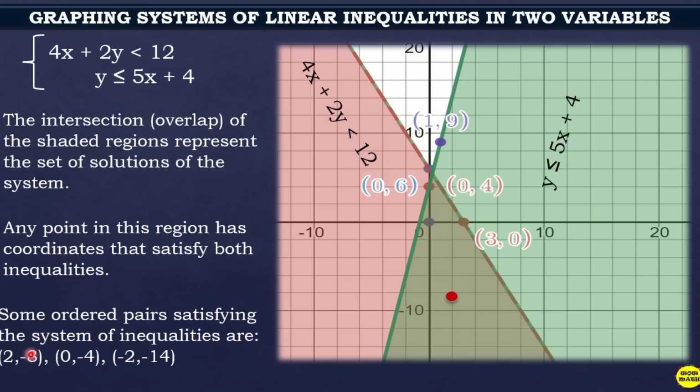2, negative 8. Ayan, kasi nandun siya sa darker shade. And then 0, negative 4, negative 2, negative 14. So, itong tatlo, these are some. Iilan lang po ito sa solutions ng system natin. So, kagaya nga ng sabi ko, mas madaling makita ang mga solutions ng system kapag nakagraph siya. Kasi, ayan, kung ano yung darker shade, kung saan nag-overlap yung intersection nila, yun po ang mga solutions niya. Okay?